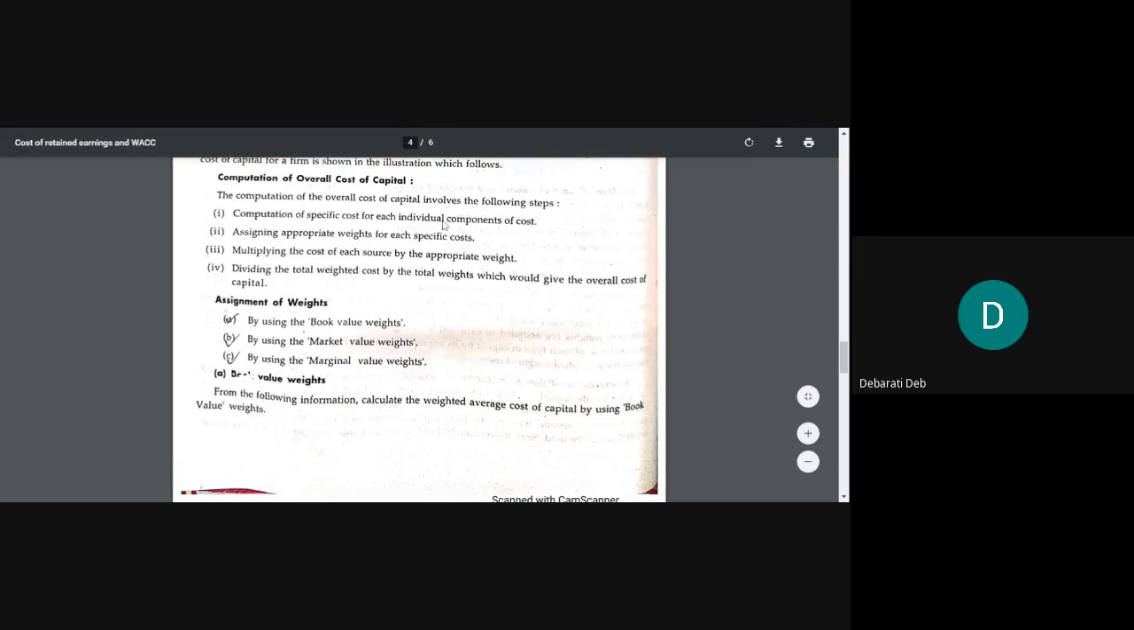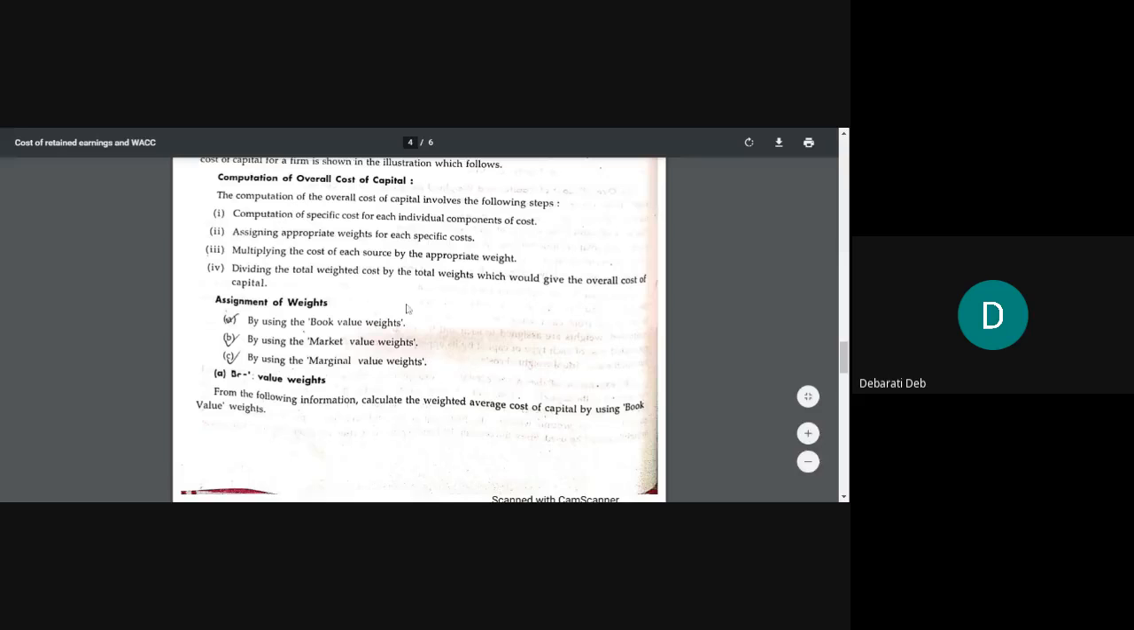Third step will be multiplying the cost of each source by the appropriate weight. Once we calculate the cost of capital of each of the components and once we assign weight for each of those costs, then we will multiply those two. In the third step, we will multiply the weight with the different costs.